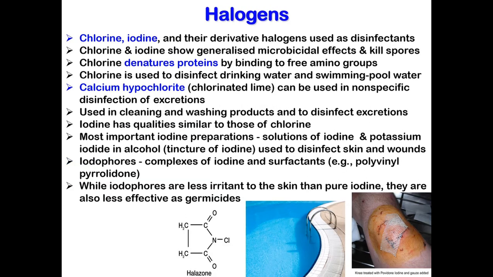So next are halogens. Chlorine and iodine are important antimicrobial agents for disinfection, and they show generalized microbicidal effects and kill spores. And by microbicidal effects, we mean they kill microbes. Chlorine is the usual disinfectant for drinking water and swimming pools, but is also used in the dairy and food industries. It can be applied as chlorine gas, sodium hypochlorite, which is bleach, or calcium hypochlorite. And all of these yield hypochlorous acid in the presence of water.